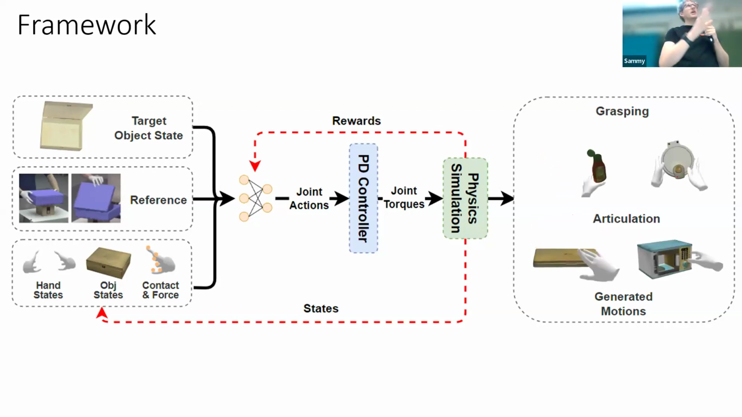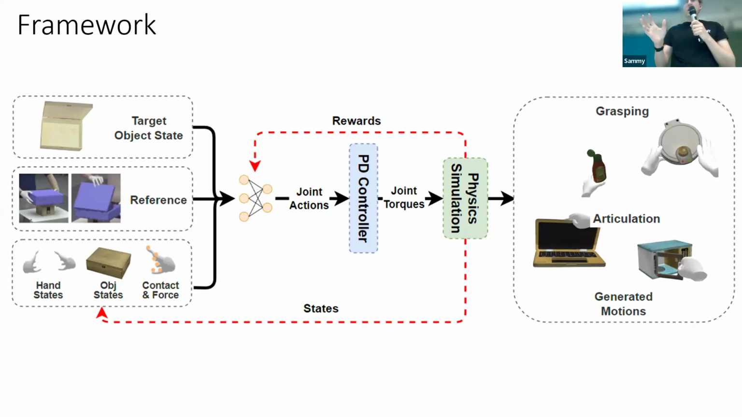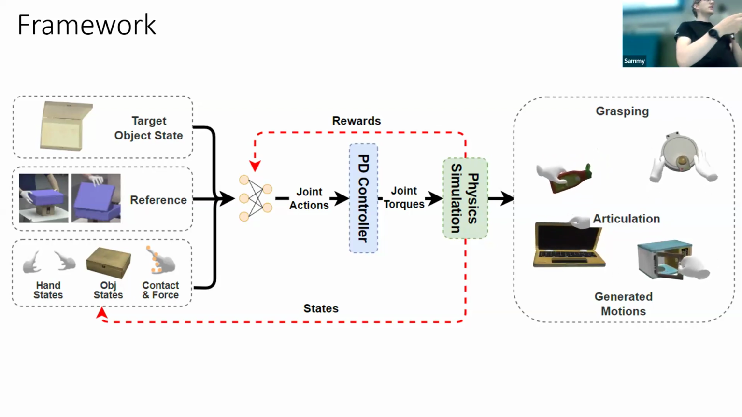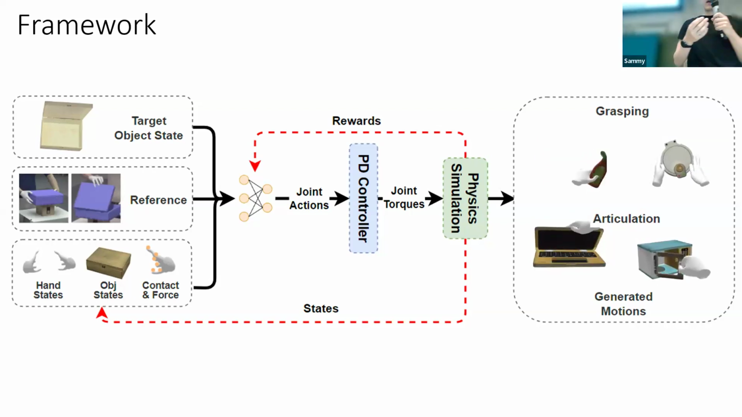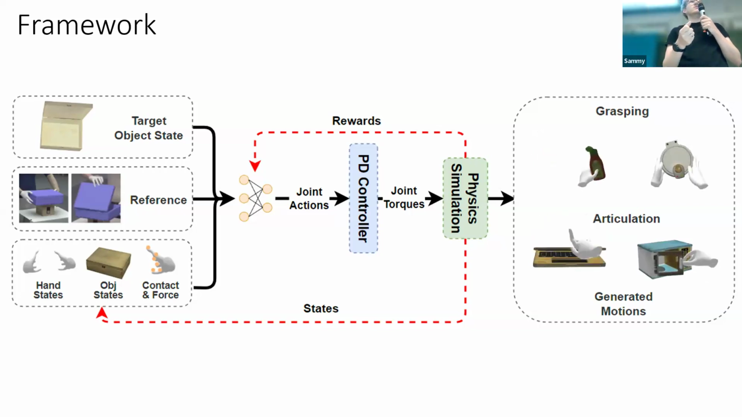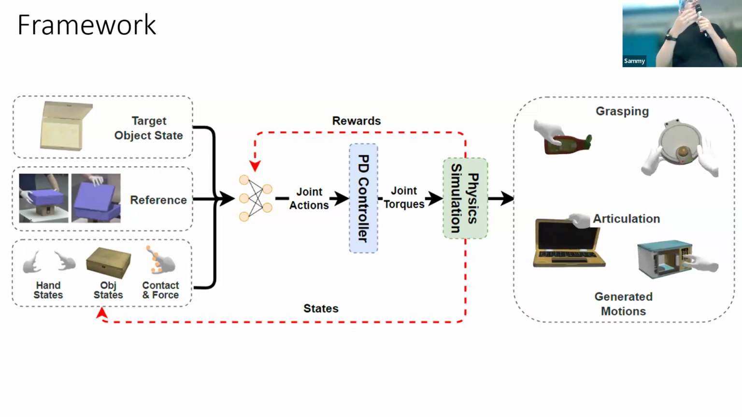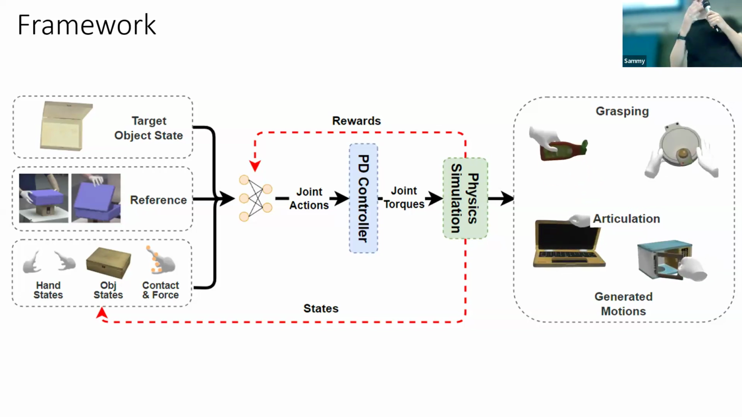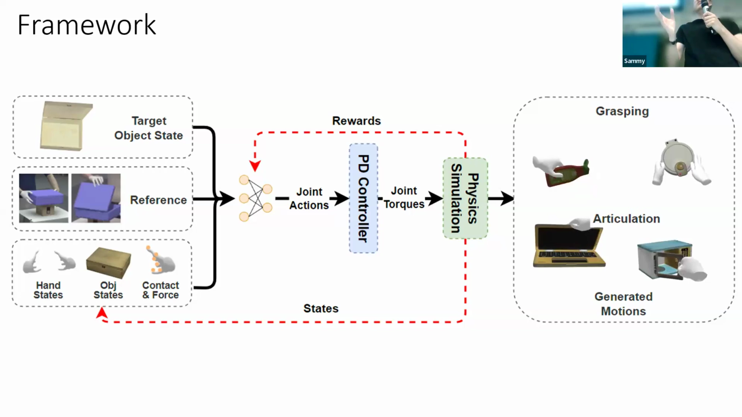What we had to do to get this to work is extend the state space to also include information about articulation of objects. And we also had to reflect this in the reward function because now we also want to achieve articulation. Similarly, we had to add some techniques like curriculum, starting from easy to more difficult, to get this to work.